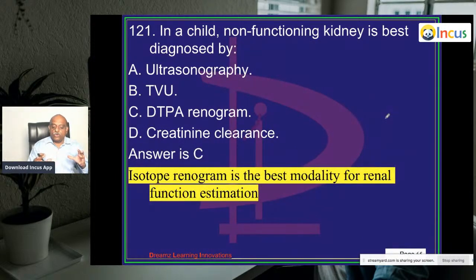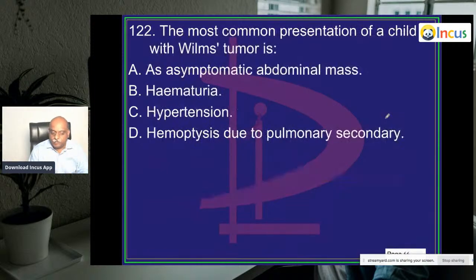In a child, non-functioning kidney, isotope renogram. So what is the most common presentation of a child with Wilms tumor? Please keep punching the answers, doctor. Let us make it interactive.